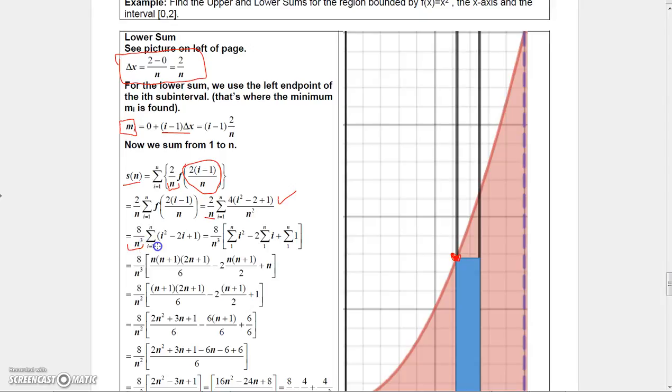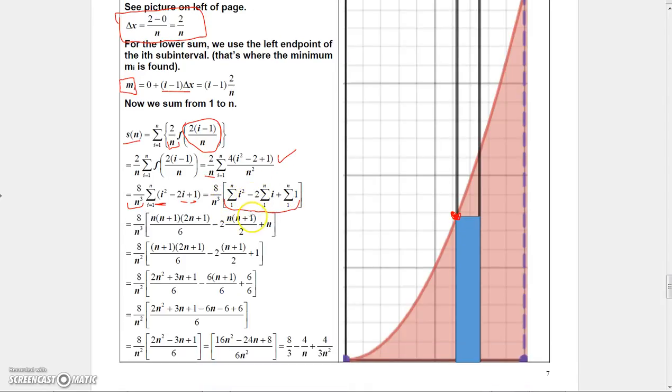Then I'm just going to use my formulas for the sum of i squared, sum of i, and of course the sum of 1. If you use the formulas for each of these from 1 to n, then for i squared you get n times n plus 1 times 2n plus 1 over 6. For i, you get n times n plus 1 over 2, and that's multiplied by 2. And the sum of 1 is just going to be n.